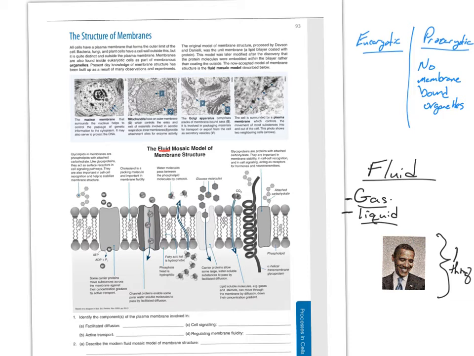I mean, could you imagine what would happen if your membranes weren't flexible? What would happen if you fell? You'd shatter as if you were made of glass. And so you don't want that. You want this membrane to be able to move with force, be able to flow. So that's the fluid mosaic model of a membrane.